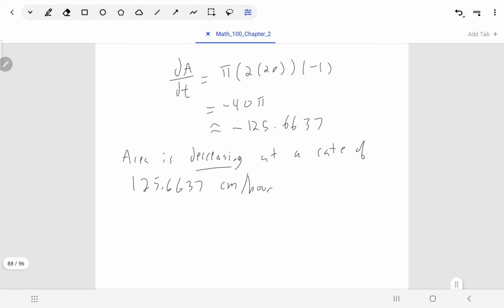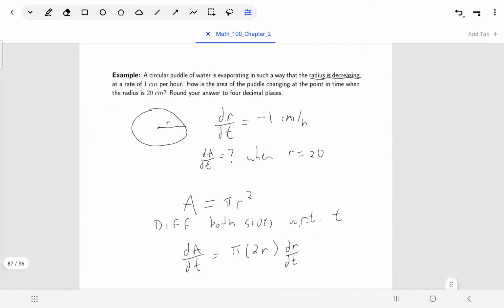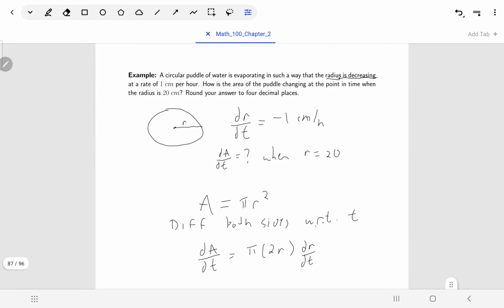One thing that you should always be thinking about when you solve a related rates problem is whether your answer makes sense. If you're going back to the original question, this is a puddle of water that's evaporating, the radius is decreasing, this circle is getting smaller over time. If the circle's getting smaller over time, then the area should be getting smaller too, which means the area should be decreasing.